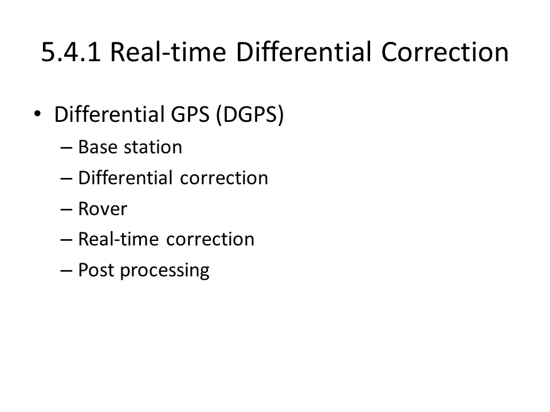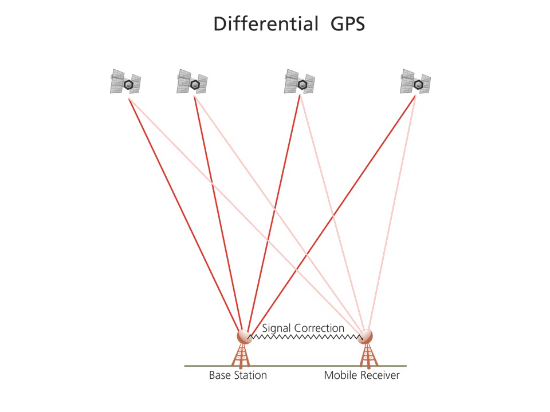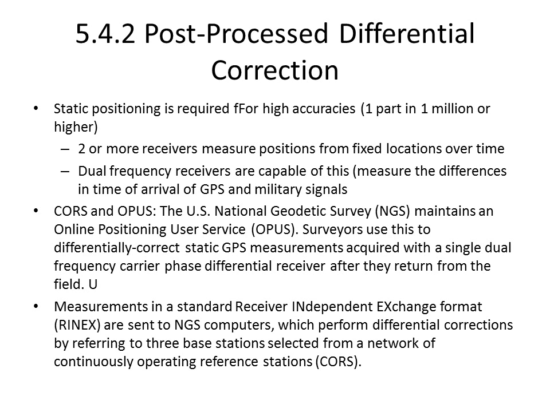Differential GPS includes a base station, differential correction, a rover, real-time correction, and post-processing. Differential GPS greatly enhances the accuracy of GPS data collection. This is the concept of differential GPS, with the role of a base station playing a critical part in signal correction. Post-process differential correction is another option.